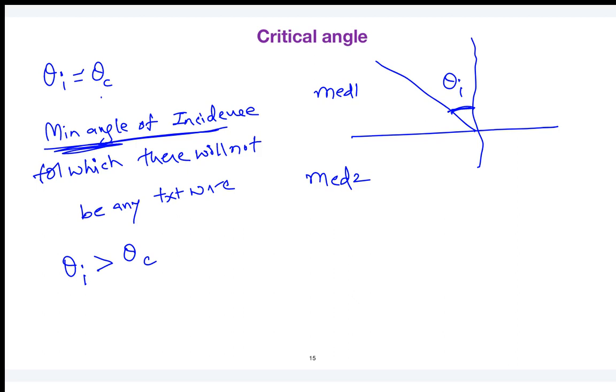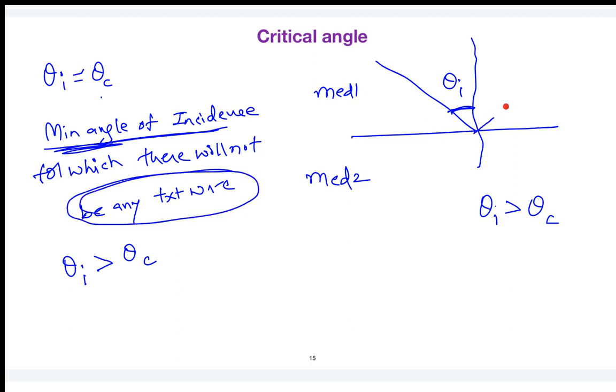Good. So for total internal reflection, or total reflection, to happen, your angle of incidence should be greater than your critical angle. Okay. For the critical angle to exist, as I said, there is no transmitted wave, right? The critical angle means the full wave gets reflected back into the same medium, so there will not be any transmitted wave. In such a case, I can say that for the critical angle to exist, the transmission coefficient must be equal to 0.